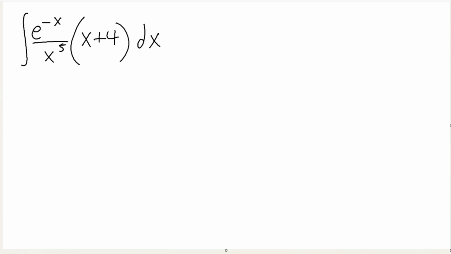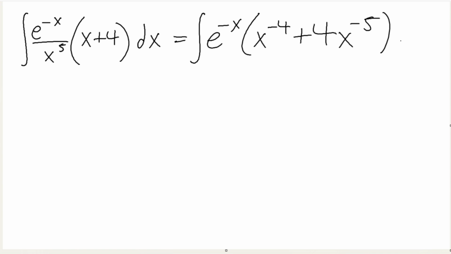This looks like product rule, like ordinary reverse product rule. So we can test it out. If we simplify this, we get x to the negative 4 plus 4x to the negative 5. Yeah, that seems about right. It's just we don't have a negative, and I think it's because of this negative x.